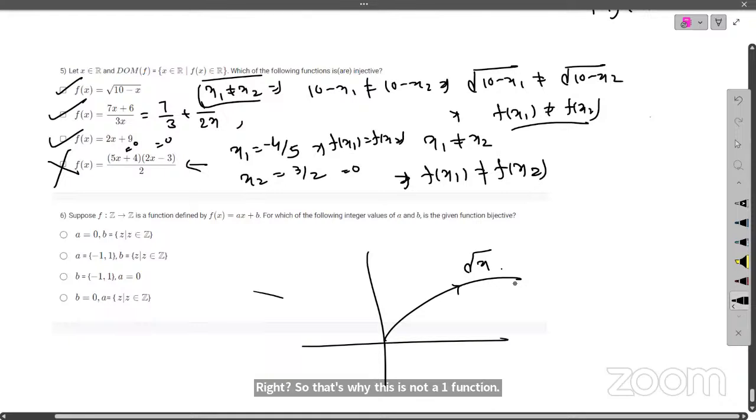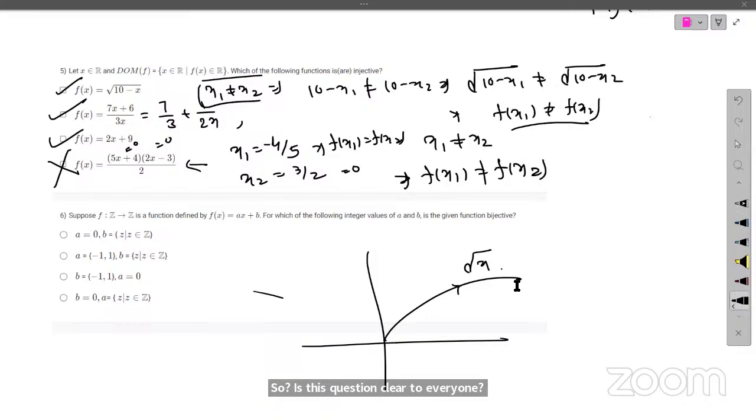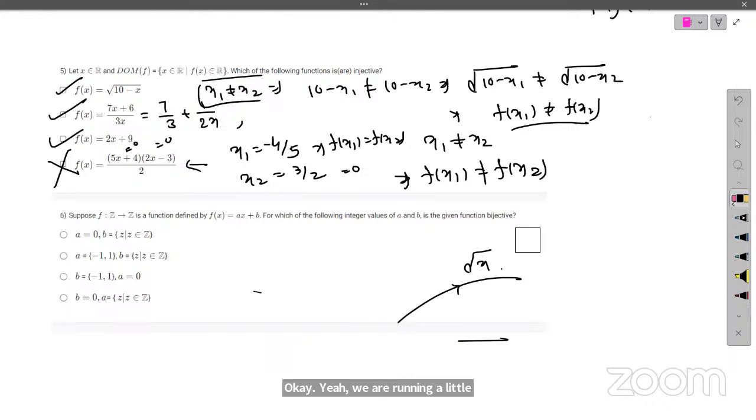Is this question clear to everyone? Shall I move on? Yes, madam. Yes, ma'am. Fine. Yeah, we are running a little slow, but it's okay. We can discuss all the doubts in the next session. We have 3 sessions.